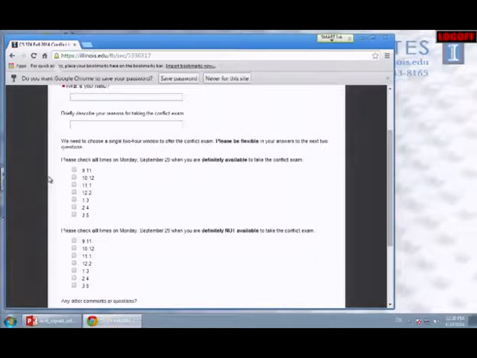So, who are you? Why do you need to take a conflict? When are you available on Monday? And the when are you available on Monday is so that we can schedule one time, so that we don't have to ask me or the TAs to sit in a room for 6 hours. Basically, you just want one time when everybody's going to be there.